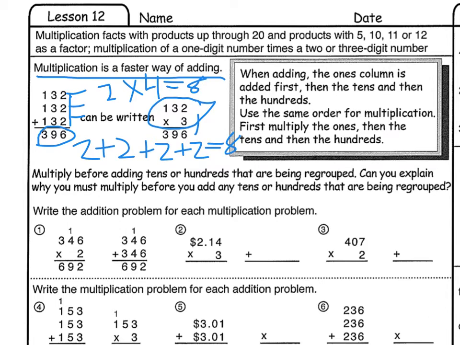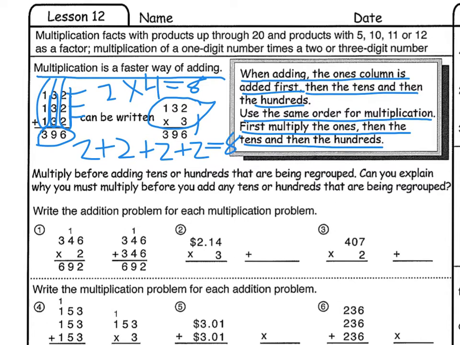All right, reading down over here. When adding, the ones column is added first, then the tens, and then the hundreds. You guys know that. You start here, ones, then you go to the tens, then you go to the hundreds. Use the same order for multiplication. First multiply the ones, then the tens, and then the hundreds. You're going to multiply each one by the number at the bottom that you're multiplying by. Multiply before adding tens or hundreds that are being regrouped.